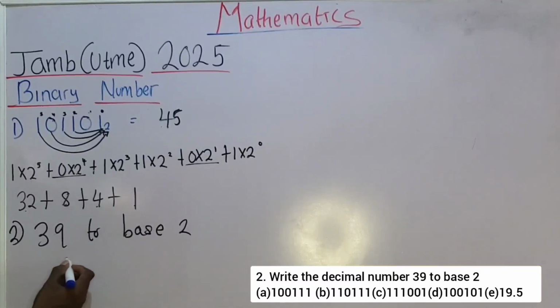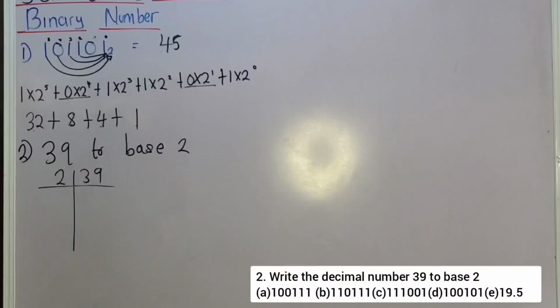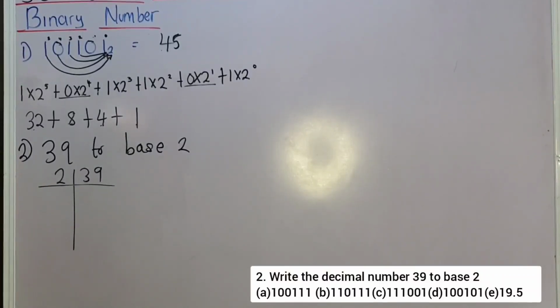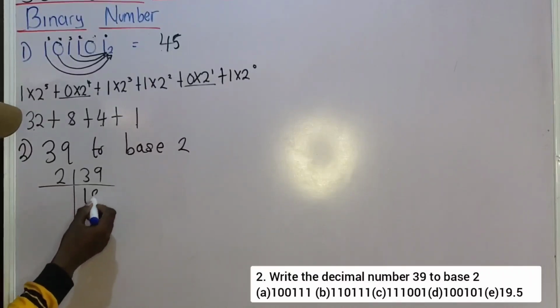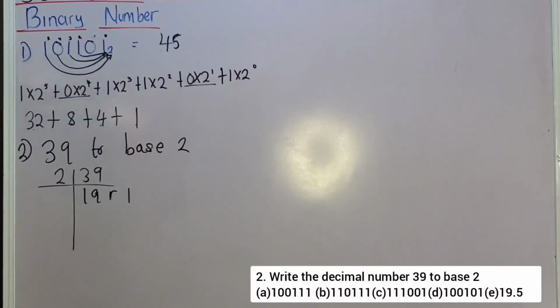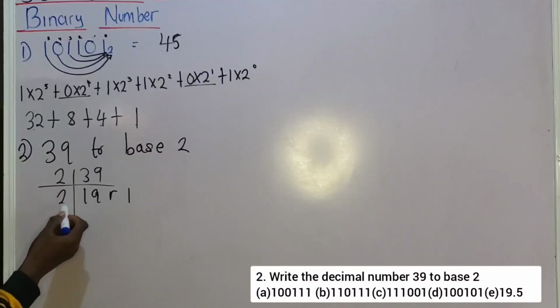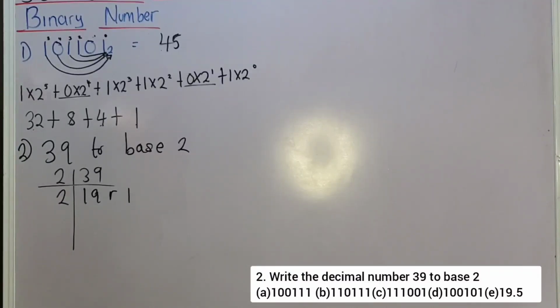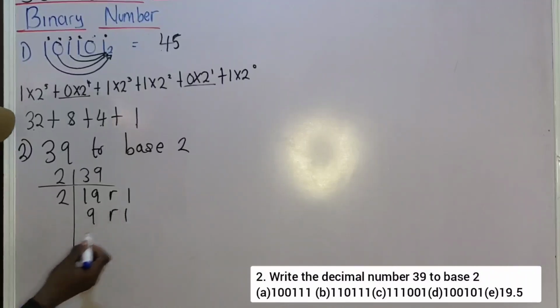Okay, so for this, let us rule a line. Put 39 here. Now, 39 divided by 2 will give us 19, but it will remain 1. So I'm going to have 19 remainder 1. Keep the remainder. Now, 19 divided by 2 will give us 9 remainder 1. So I'm going to have 9 remainder 1 as well.